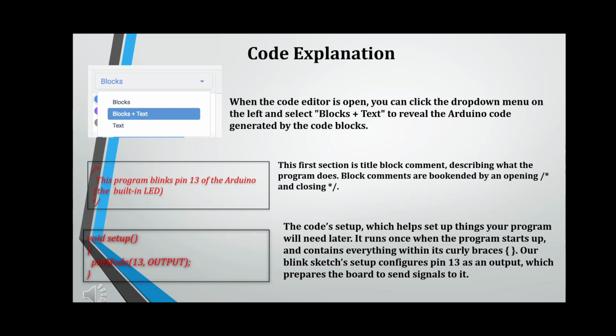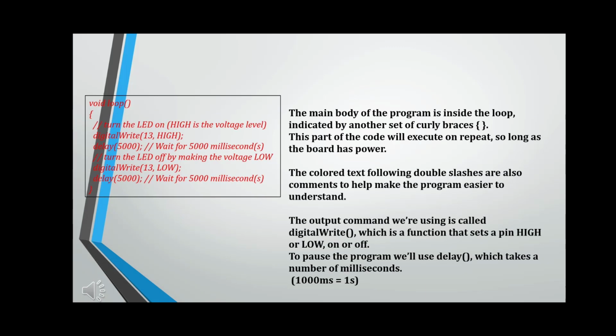In this sketch, setup configures pin 13 as an output, which prepares the board to send signals to it. The main body of the program is inside the loop, indicated by another set of curly brackets. This part of the code will execute on repeat so long as the board has power. The colored text following double slashes are comments, also common, to help make the program easier to understand. The output command we are using is called digitalWrite, which is a function that sets a pin high or low, on or off. To pause the program, we will use delay, which takes the number of milliseconds.